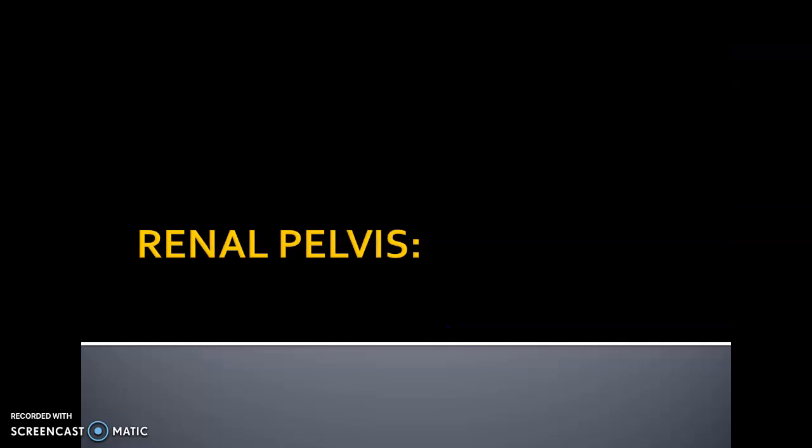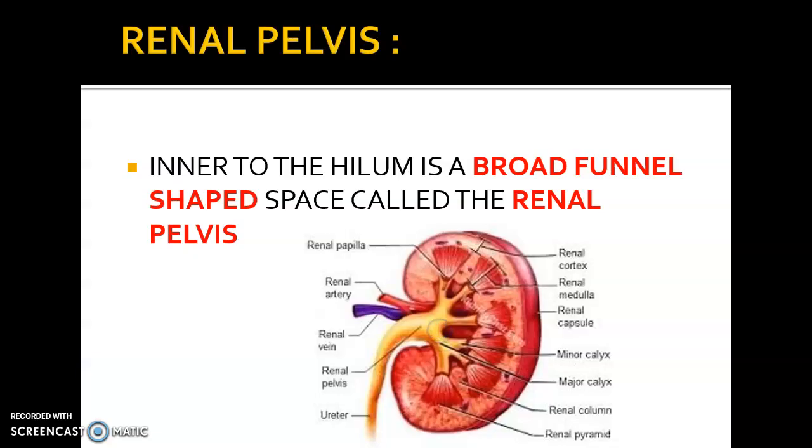Let's have a look at the next part of the kidney, and that is the renal pelvis. If you have a look at this ureter, you can see that the part of the ureter which is within the kidney is funnel shaped. Okay, it is funnel shaped. So this structure that appears like a funnel is what we refer to as the renal pelvis.